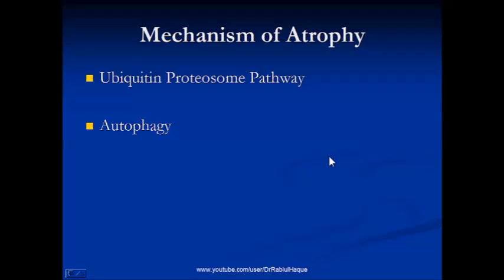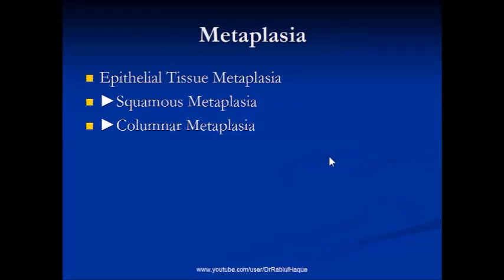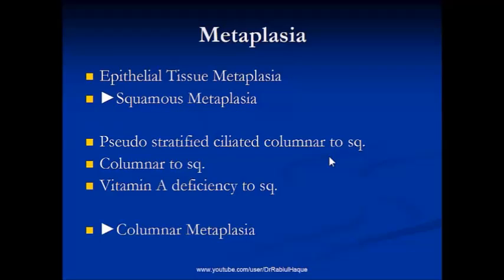Okay, so the last topic of our cellular adaptation was metaplasia. So what do we mean by metaplasia? Metaplasia, like I said, is a type of adaptation in which one adult cell type is replaced by another adult cell type of the same tissue. So there are mainly two types of metaplasia: epithelial metaplasia and connective tissue metaplasia. First, let's talk about epithelial tissue metaplasia.